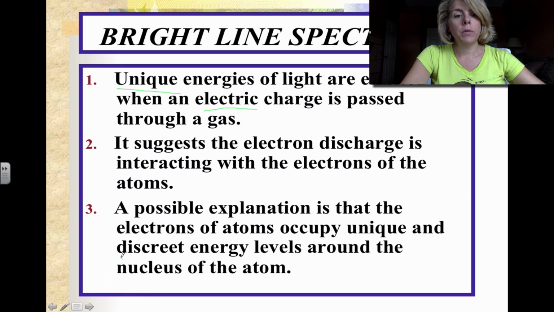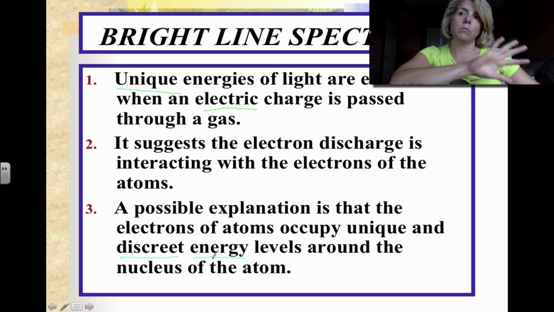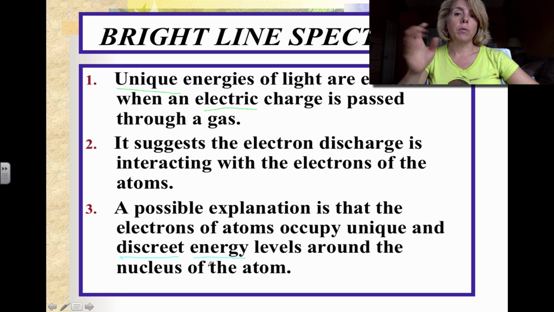But with the bright line spectrum that I just showed you, there has to be discrete energy levels. Otherwise, we would see a rainbow of color, and we do not see a rainbow of color. If we saw a rainbow of color, that means the electrons occupy many different places within the atom. But we know that is not the case, because we don't see that in bright line spectrum.